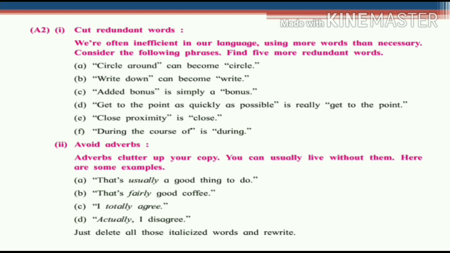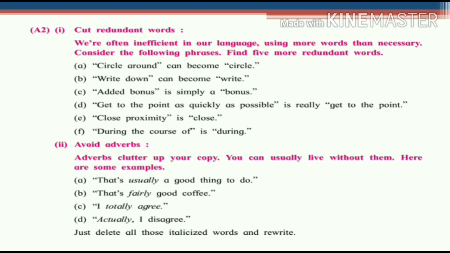Now dear students, in the second activity here, A2, avoid those adverbs given in italics: usually, fairly, totally, actually. Don't try to use those lengthy sentences. Better say that's a good thing to do. That's good coffee. I agree or I disagree, etc.